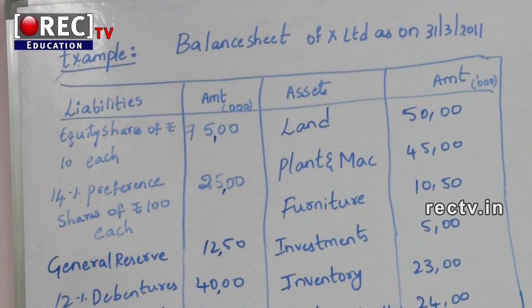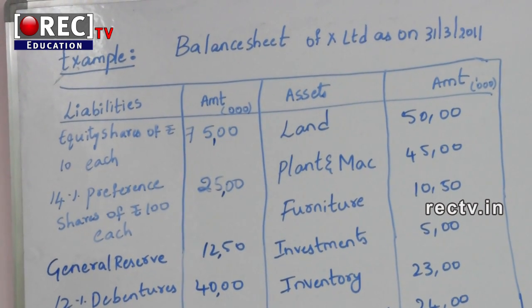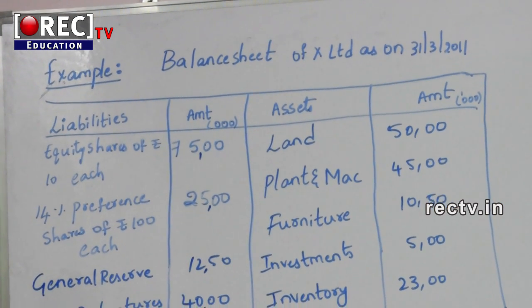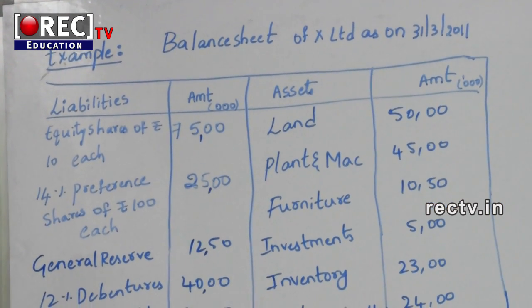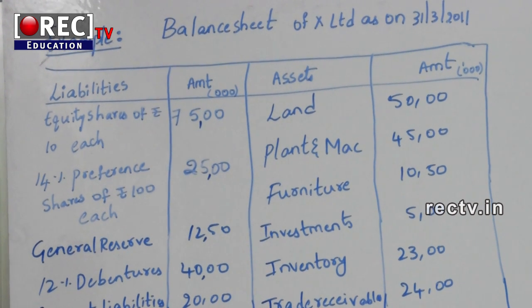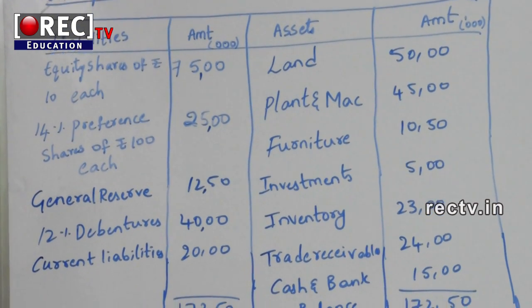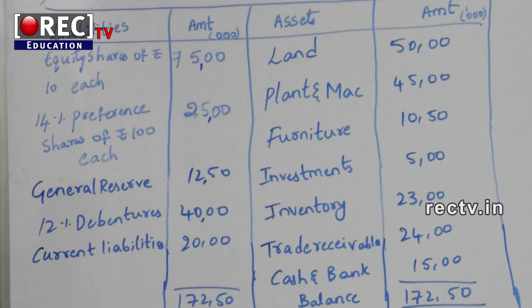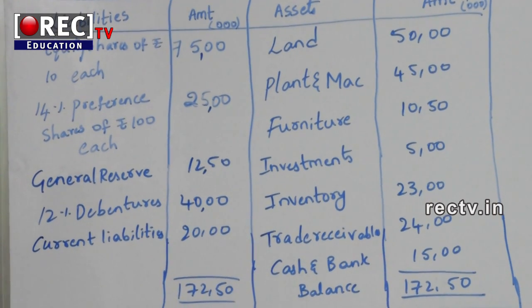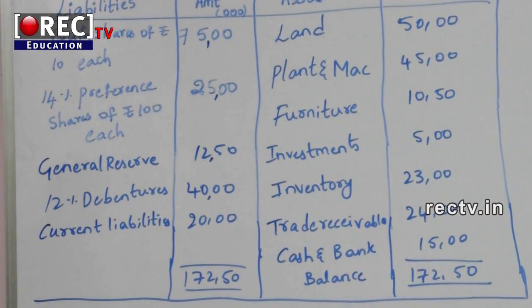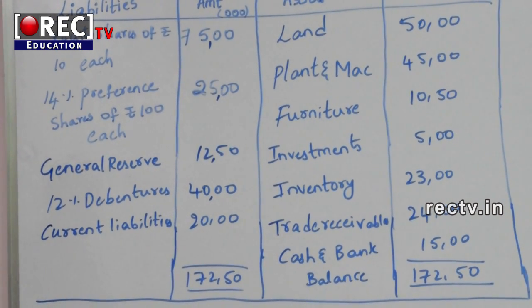In this problem, the balance sheet of X Limited as on 31st March 2011 is given. Under the liability side, they have equity shareholders 75 lakhs, I have written it in thousands form, and 14% preference shares of 100 each, 25 lakhs, that is in thousands 2500. This balance sheet also has general reserves 1250, 12% debentures 4000, and current liabilities 20 lakhs.